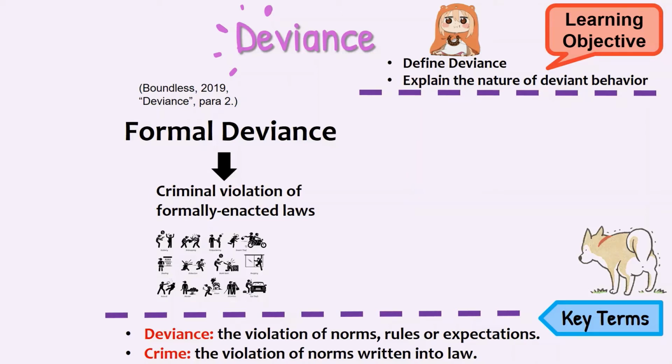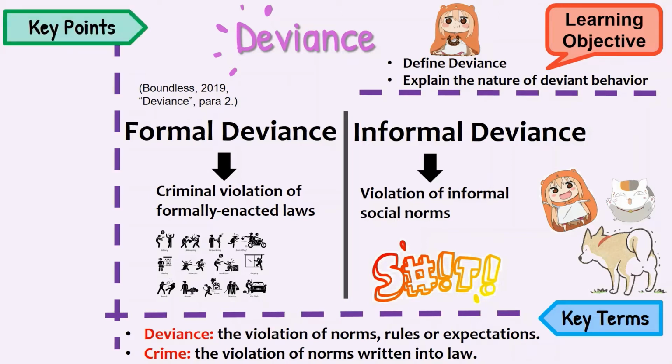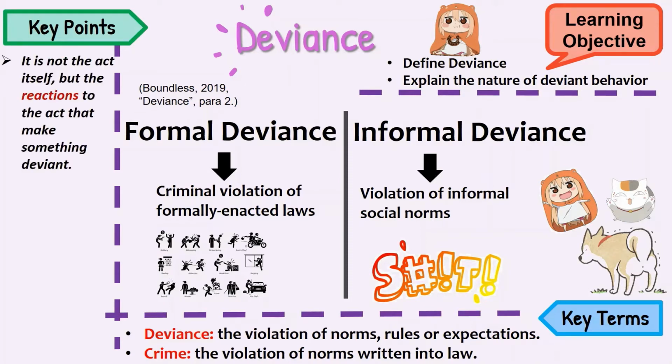The second type is informal deviance, which involves violations of informal social norms which have not been codified into law. For example, swearing loudly in the church. So here are the key points that I wanted to highlight. According to sociologist Howard, it is not the act itself, but the reaction to the act which makes something deviant. Let me give you guys an example. Smoking weed is not considered deviance to a smoker because they view it as natural, but from a non-smoker's viewpoint, the way we react to it is what makes smoking weed deviant.